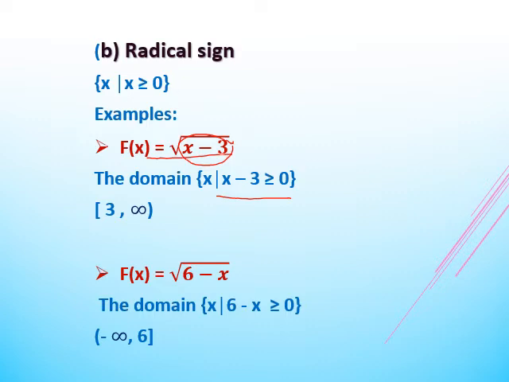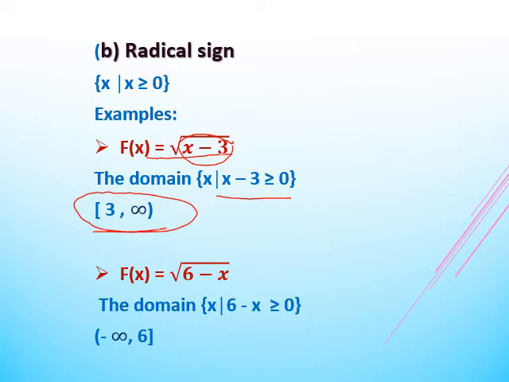So you solve the inequality under the radical sign by setting the expression greater than or equal to 0 and get the interval. This interval will be the domain for your function. Here is another example: if we have root of 6 minus x as our function, what is the domain?